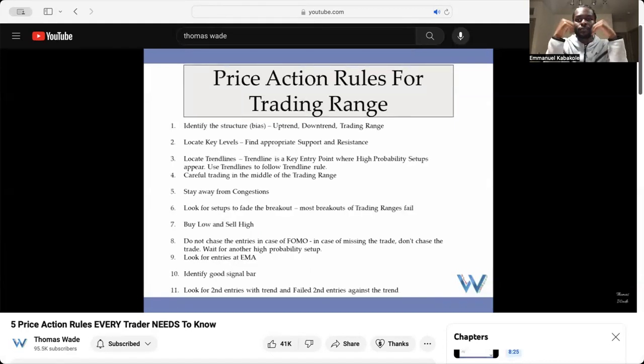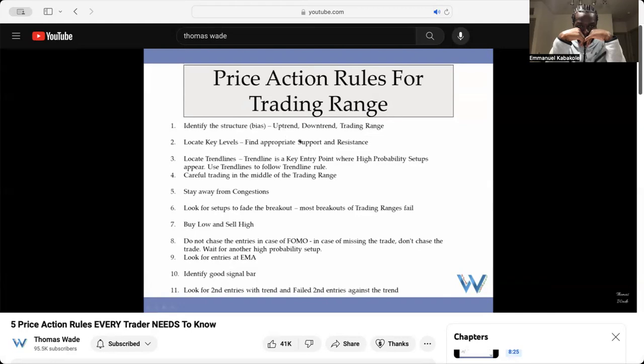Let's talk about price action rules in trading range structures. When I'm trading trading ranges, there are a couple key points that I have to go through in my mind when I'm trying to identify high probability setups. And these are just a few points that quickly flash through my mind. Number one, I try to identify the structure. Is it an uptrend or a downtrend or a trading range?